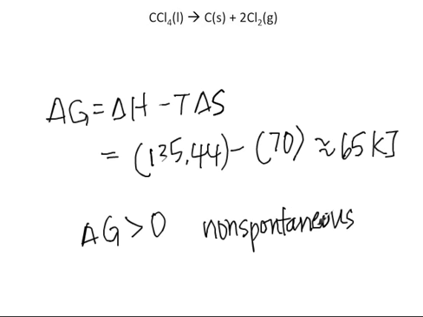However, since entropy is positive, it can be a spontaneous process if the temperature is high enough. So if the temperature is high enough, this term can overpower the delta H term, and therefore the process can be spontaneous. So this process can be spontaneous at extremely high temperatures.